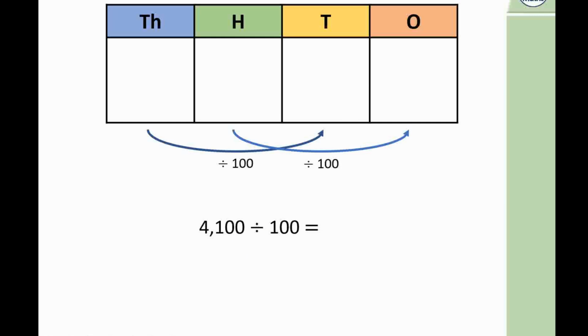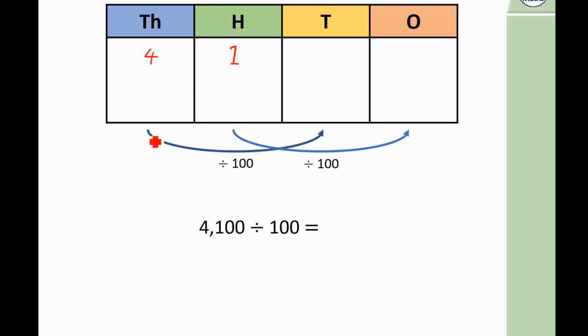4,100. So, where do I write the numbers to begin with? I've got 4,100. Where do I write them? Where do I put the 4? Yeah, so I put the 4 here. And where do I put the 1? Where do I put this 1? Here.